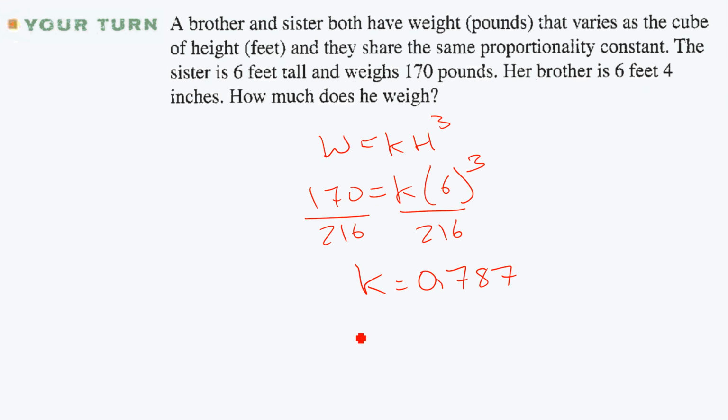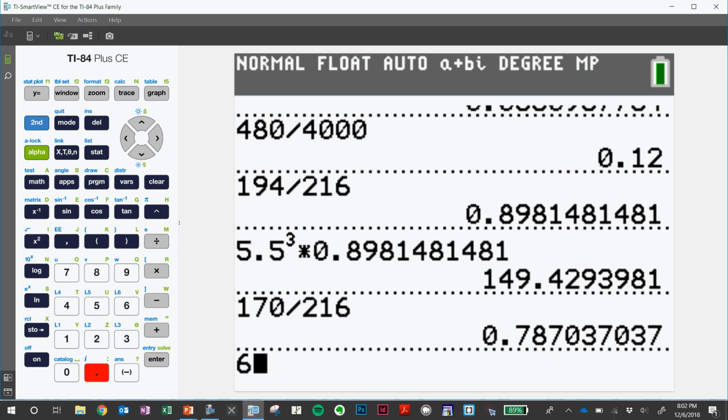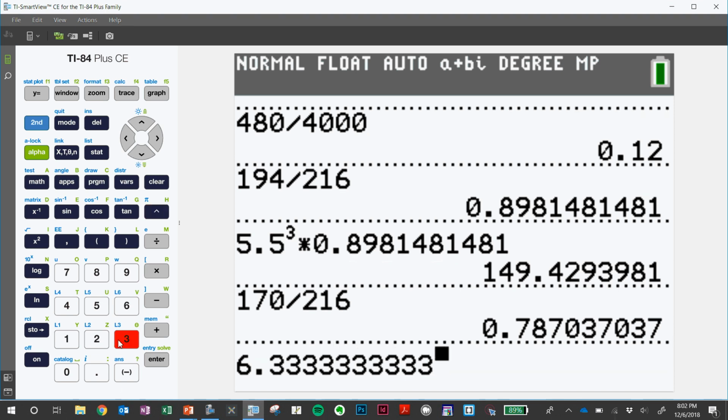So his height would be 6.33, repeating, because 4 inches is a third of a foot, and we got to cube that. So 6.33. We'll do a bunch of them there. Won't be perfectly exact, but pretty good. To the third, and then times our previous answer.